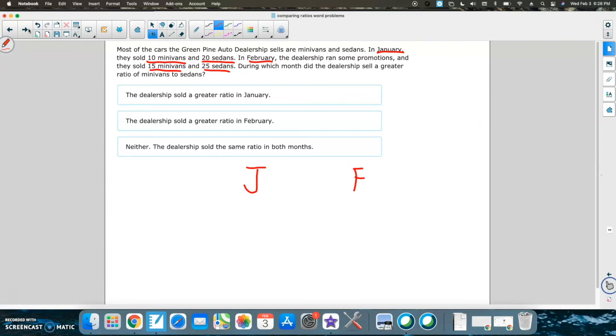All right, set this up. And when you think you've got it, push play and check and listen and follow along to see if you did. All right, start with January. So underline 10 minivans to 20 sedans. And then February. In fact, I'm going to move this a little bit closer. Don't need those so far apart. They sold 15 minivans to 25 sedans. All right. And we're looking for which month is greater ratio of minivans to sedans.